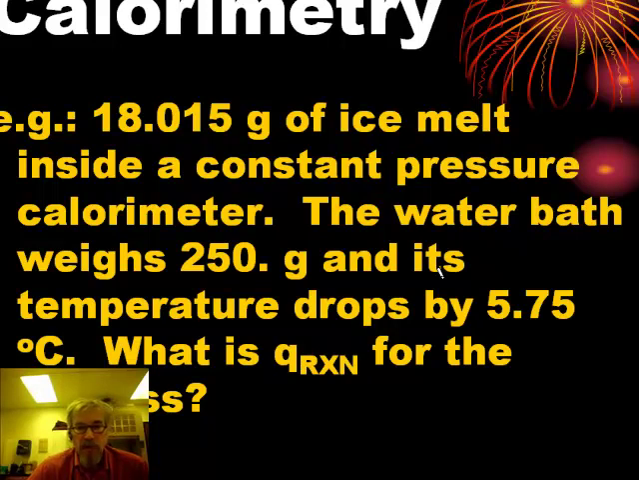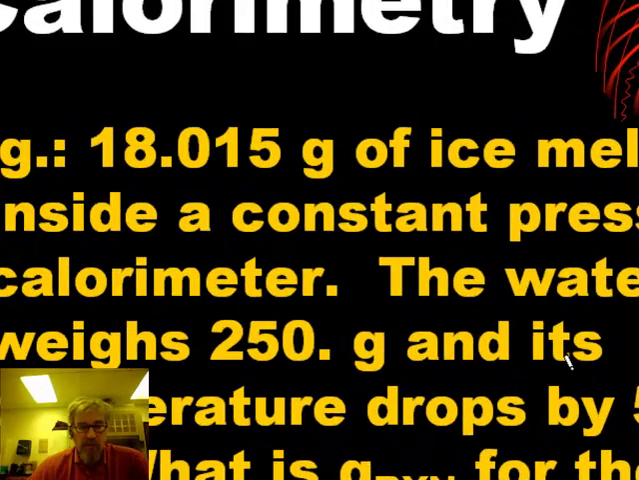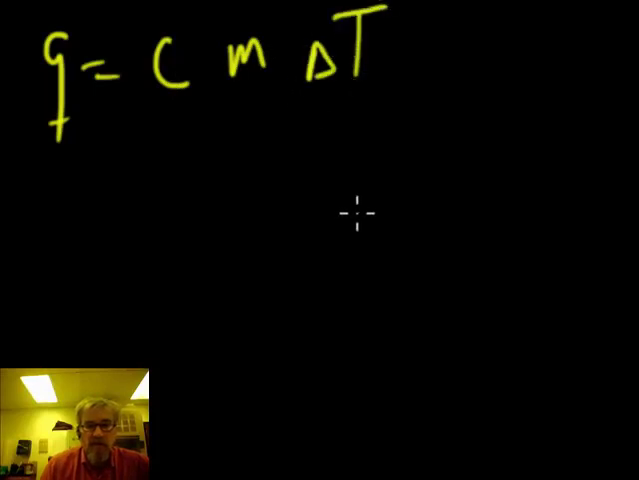Here's a numerical example. 18.015 grams of ice melts inside a constant pressure calorimeter. Water bath is 250 grams. The temperature drops by 5.75 degrees C. What's Q reaction for this process? Well, to find Q, again, we're looking at the specific heat of the water bath times the mass of the water bath times the temperature change of the water bath.